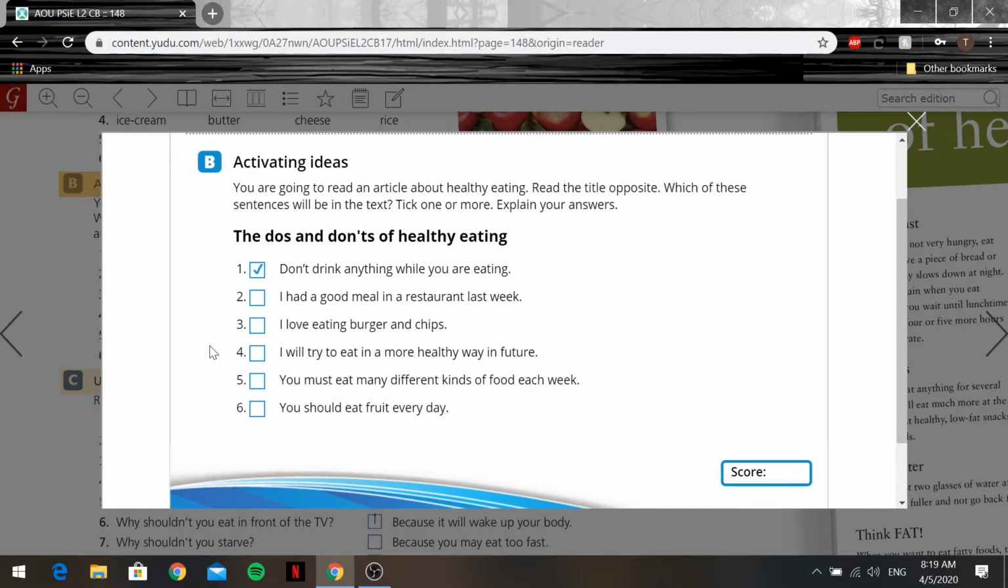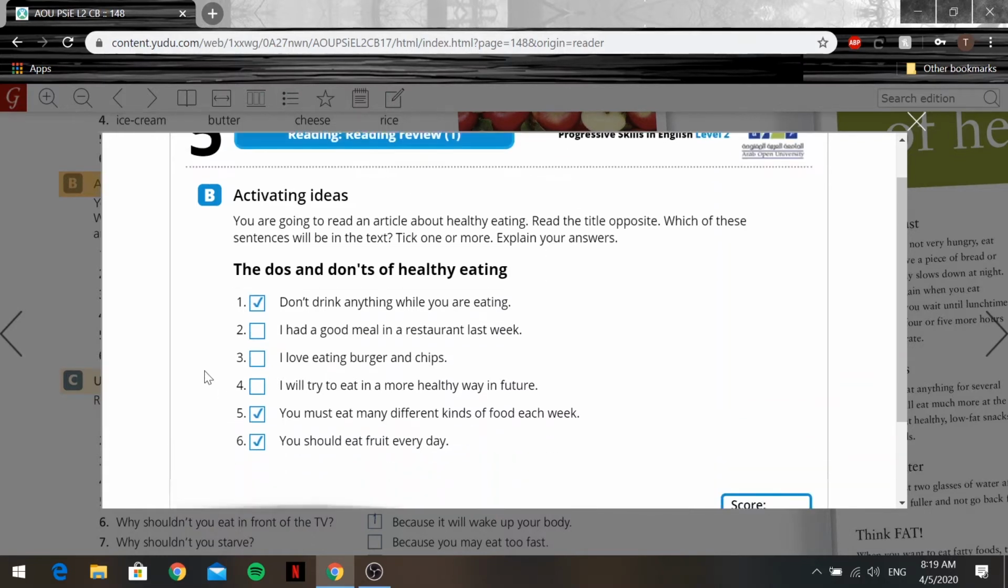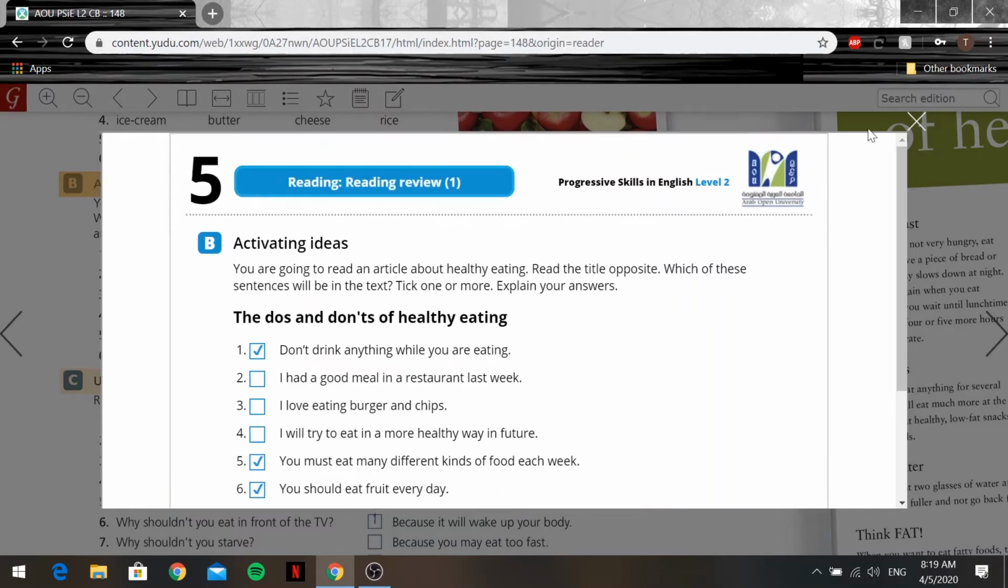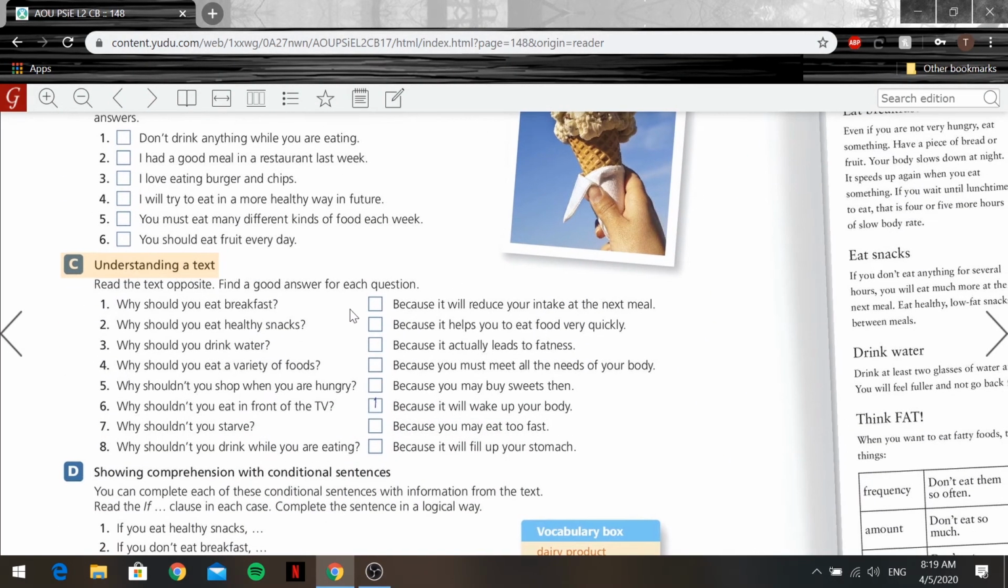You must eat many different kinds of food each week. Yes, that is true. It was written in the article. You should eat fruit every day. Again, that is true. Okay, so don't drink anything while you're eating. You must eat many different kinds of food each week, and you should eat fruit every day. Okay, now let's move on.